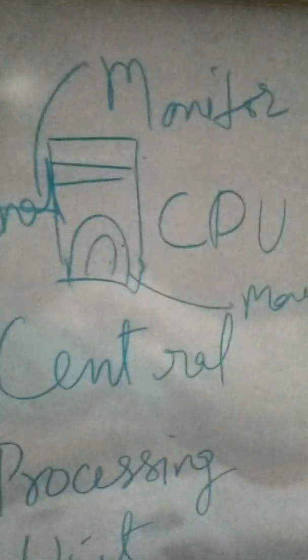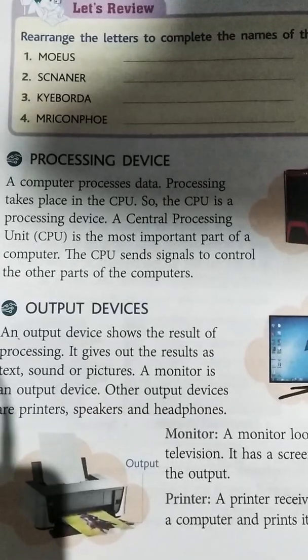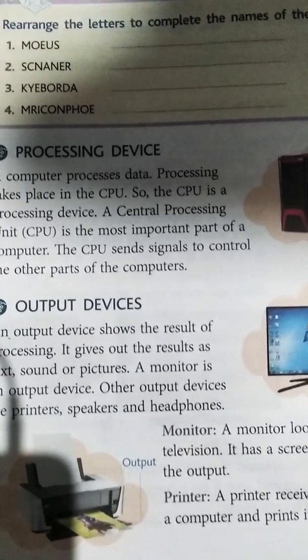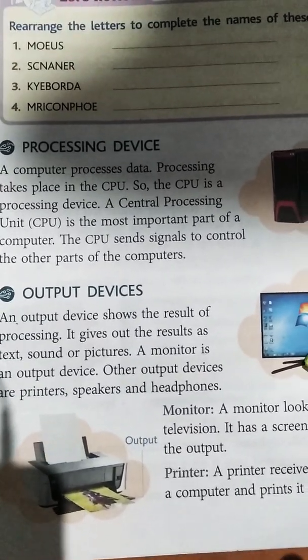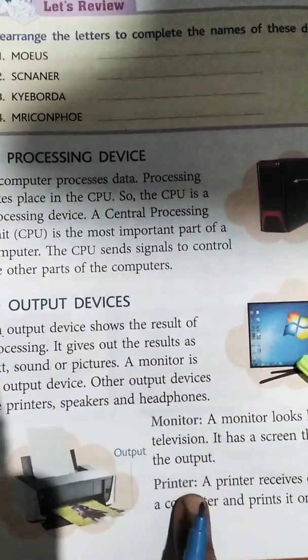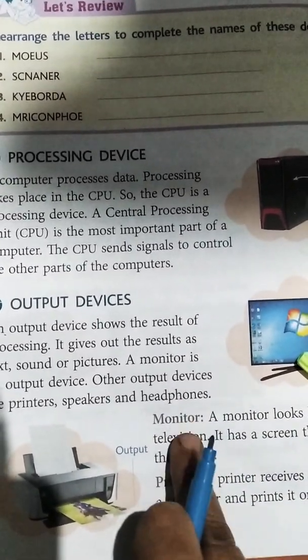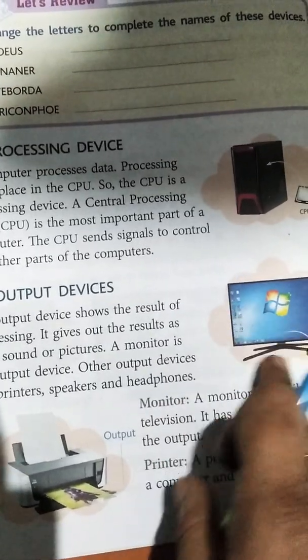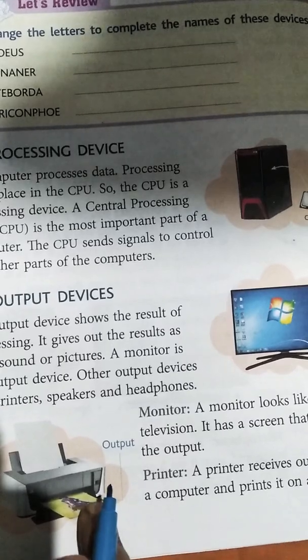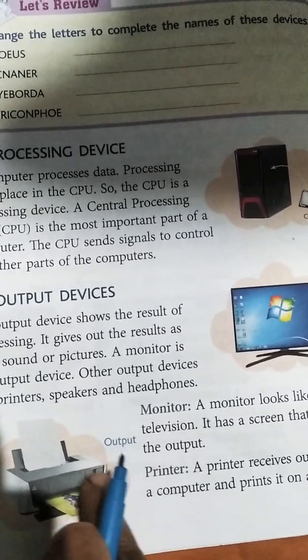So now children, you know about the output devices that I have explained earlier. One of the output devices are monitor and the printer. In the monitor you see the output on the screen, and in the printer you see the output in the form of printed paper.